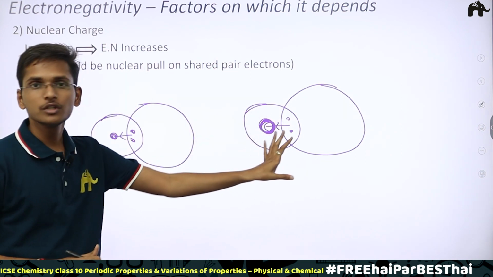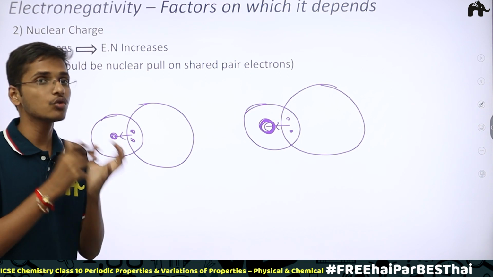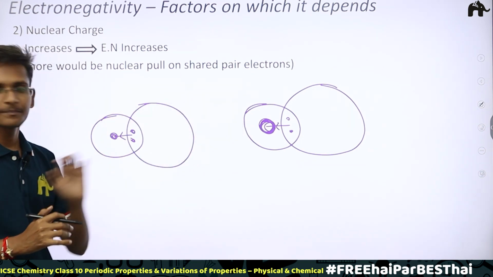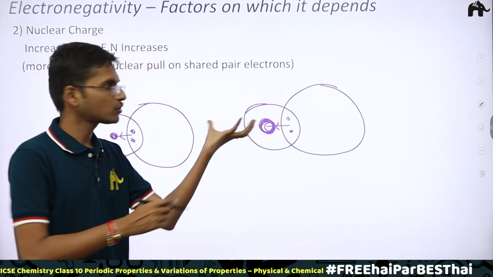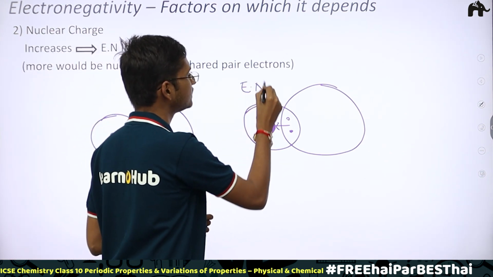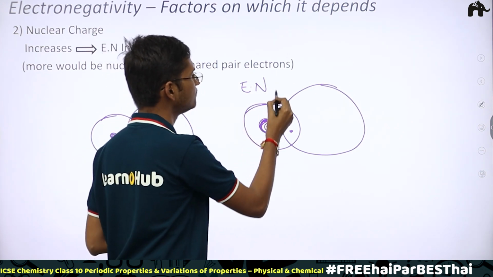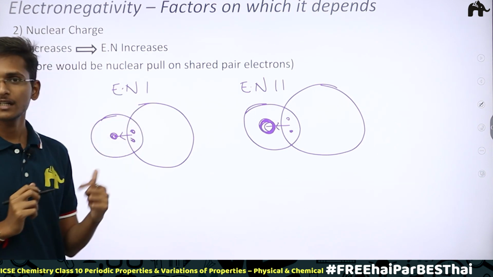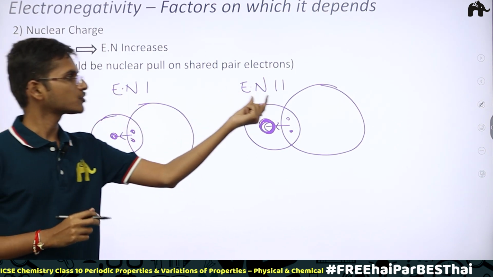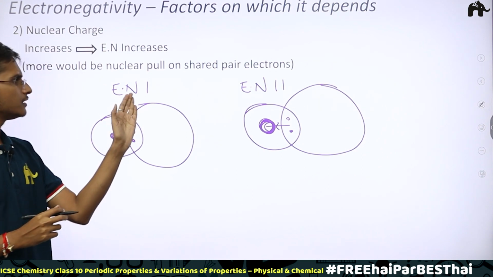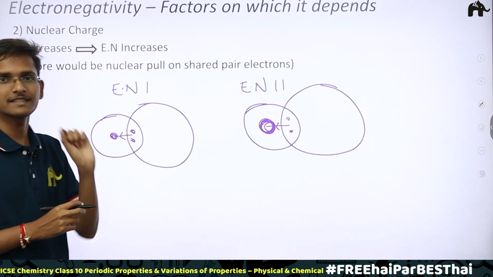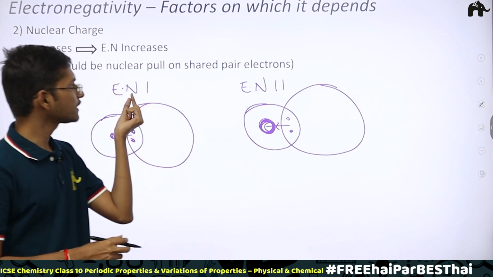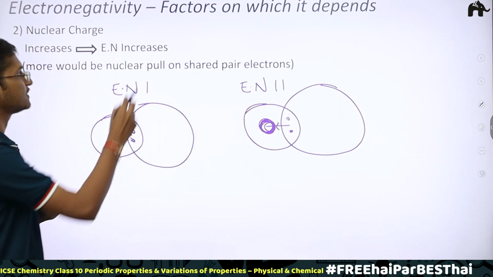Now if it is strongly pulling the shared pair of electrons towards itself, it has more tendency to attract the electron, correct, as compared to this case. Now if it has more tendency to attract the electron, this means that the electronegativity here would be more than the electronegativity here. So I'm showing more with these two lines and one line is for less. So what is happening? When the nuclear charge is increasing, electronegativity is also increasing.